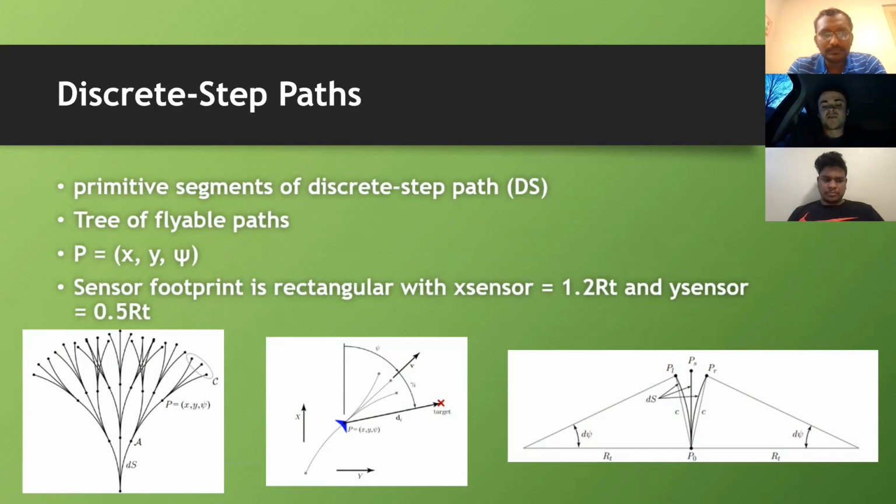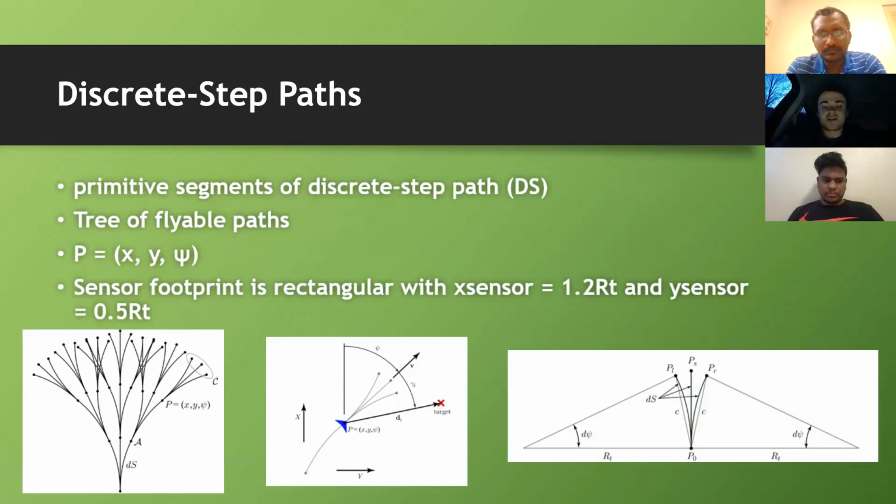The configuration of the vehicle at a given node is P equals X, Y, V, where X and Y represent the inertial position, and V is the heading of the vehicle as it is measured from the north. The vector of the vehicle to the target I is D of I. The configuration of a child node is calculated by the change in the heading.